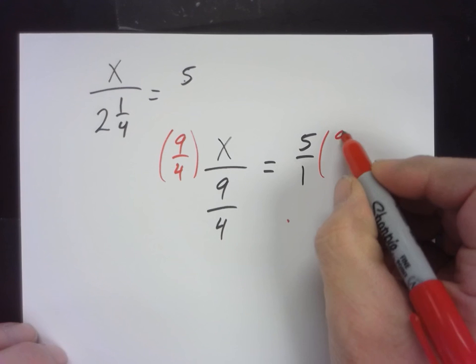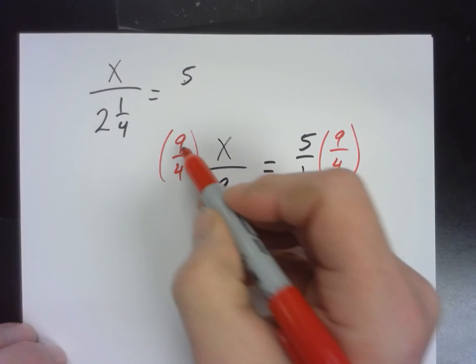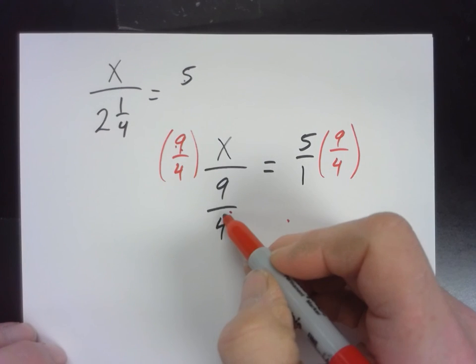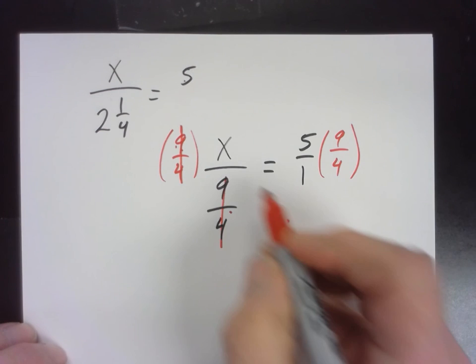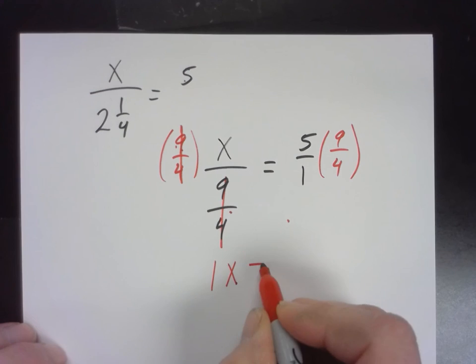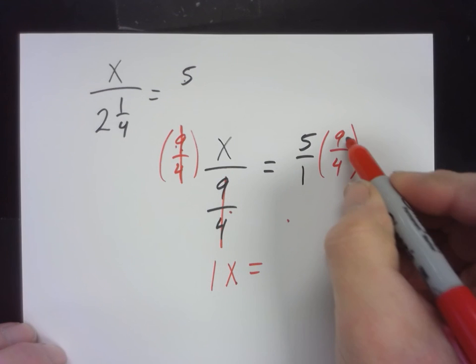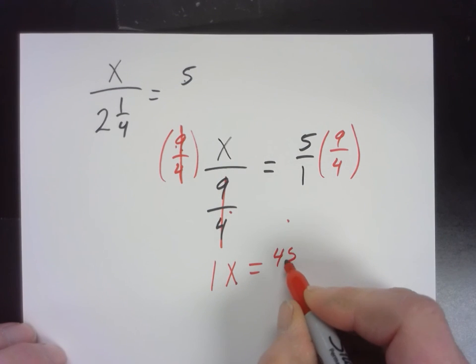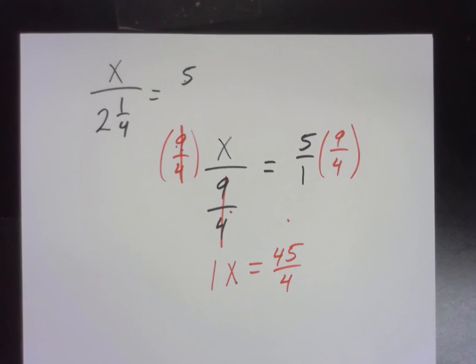What happens here and here? Yeah, good, they cancel out. And I end up with 1 times x equals, now this is kind of ugly, 45/4. But that's the answer. That's the number that makes it true.